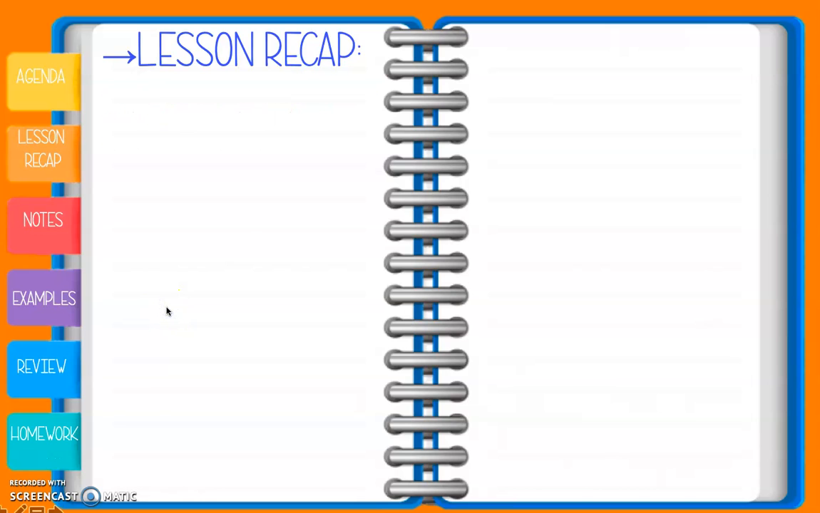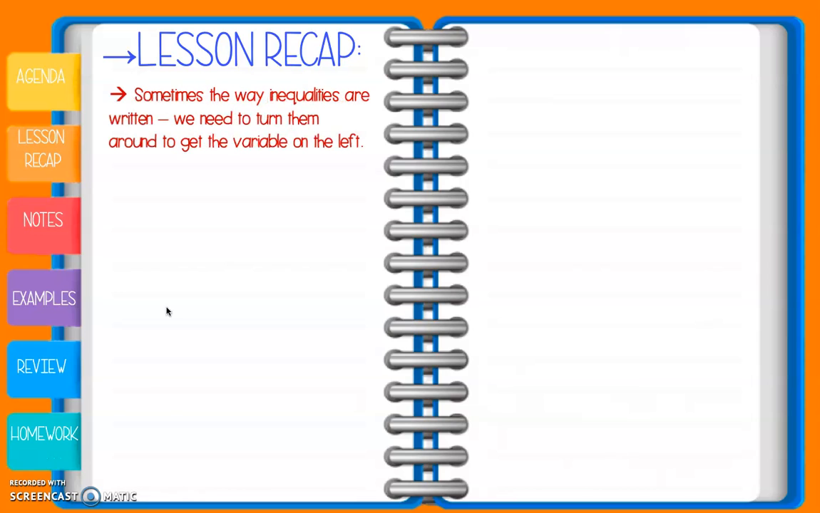All right, guys, today in class we're still working on one-step equations, but we're talking about two different types of one-step equations, different than what we did yesterday, okay? So sometimes the inequalities are written, we need to turn them around and get the variable on the left, okay? So we talked yesterday about how when we graph the solutions that the graph follows this way of the inequality, but it only does that if the variable is on the left.